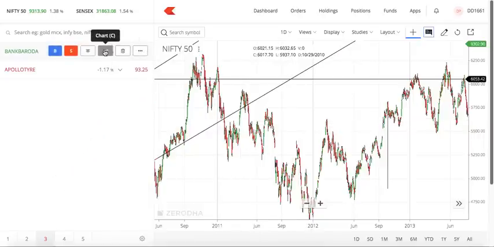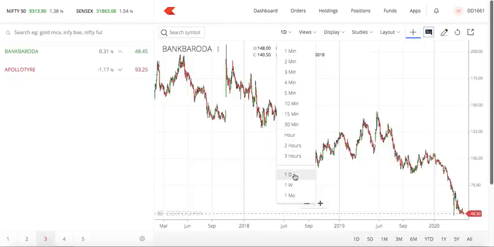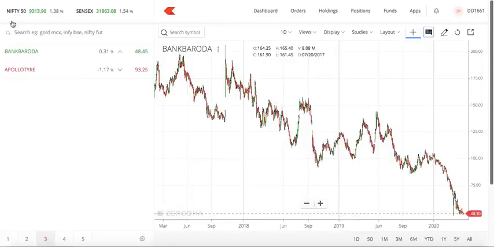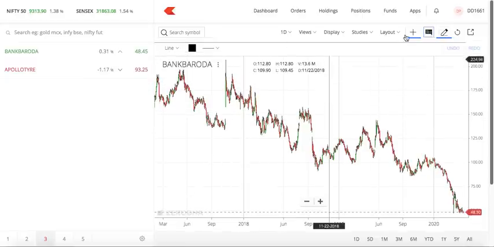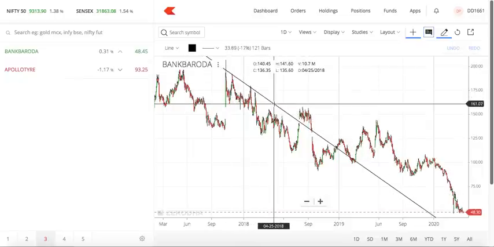So let's say stock specific, let's say you're taking any stock. So 1 day candle only, right? Okay. So now let's say the stock is Bank Baroda. So now, you can see something over here. We have a line over here. So let's draw. Roughly, try to touch more points.